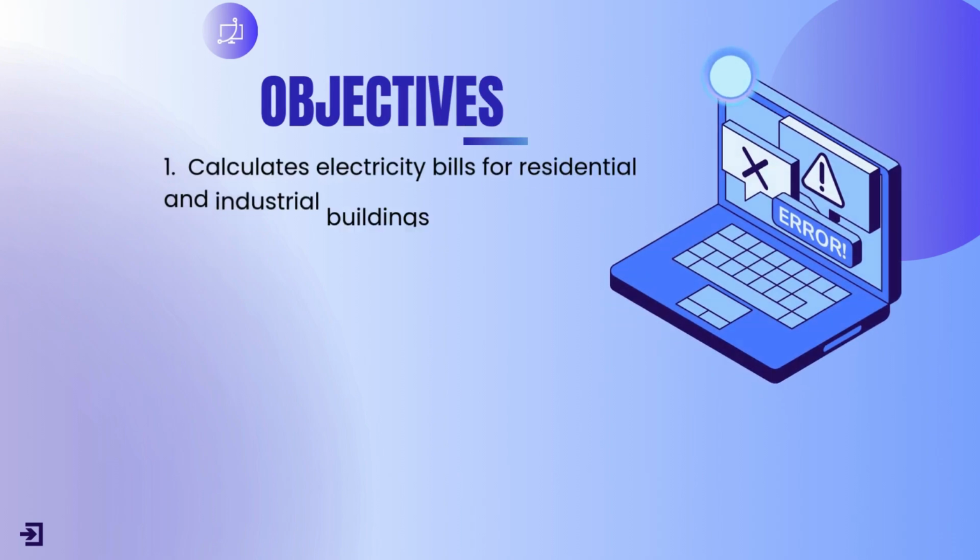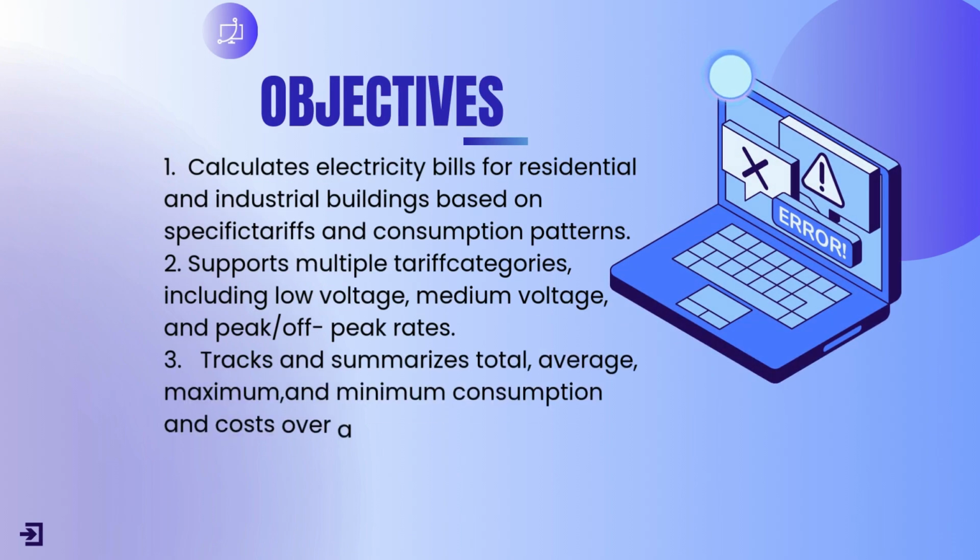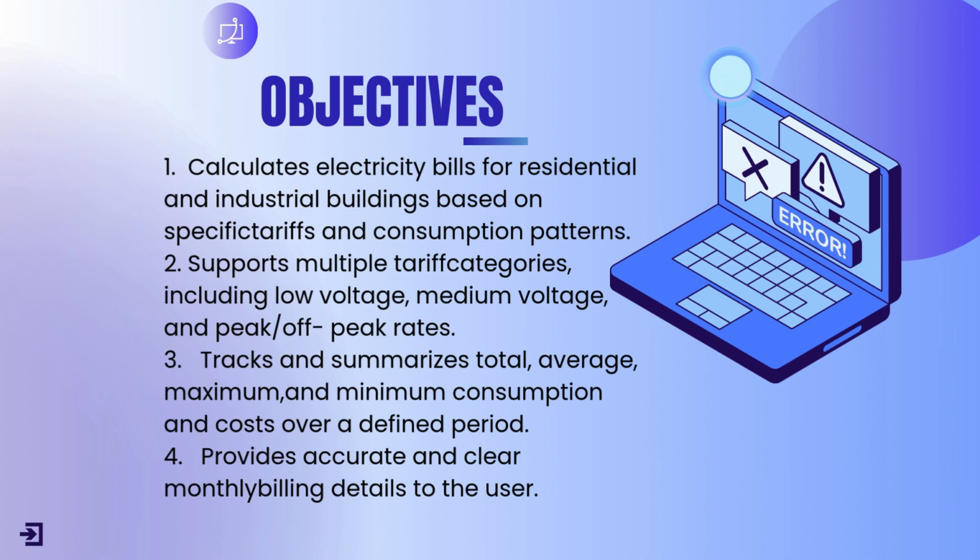Firstly, we calculate electricity bills for residential and industrial buildings based on specific tariffs and consumption patterns. Secondly, we support multiple tariff categories, including low voltage, medium voltage, and peak of peak rates. We also track and summarize total, average, maximum, and minimum consumption and cost over a defined period. And lastly, we provide accurate and clear monthly billing details to the user.